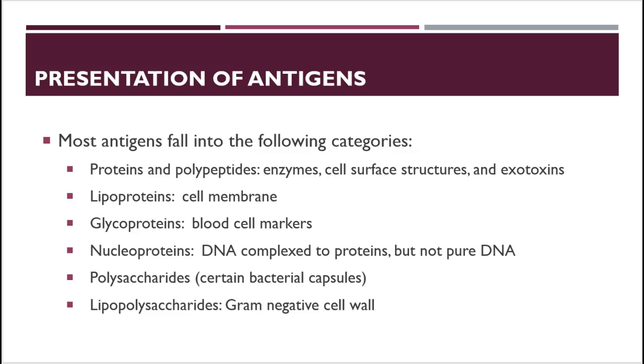Most antigens are going to fall into the following 6 categories. They are proteins and polypeptides, so things like enzymes, cell surface structures, exotoxins. They may also be lipoproteins, like the components of cell membranes, glycoproteins, like blood cell markers. They may also be nucleoproteins, DNA that is combined with other proteins. They may be polysaccharide, like the components of bacterial capsules, and they may also be lipopolysaccharides, especially those components of gram-negative cell walls.